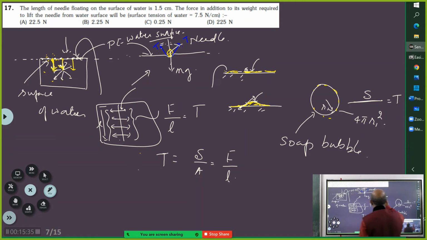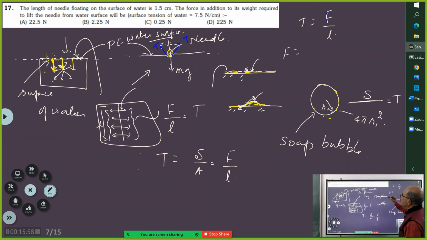So, as you know, in a needle, if you take a needle like this, there are surface tension forces all along the length. So the surface tension T is equal to F by L. Now here the total force must be equal to the weight of the body. What they have asked here is the force in addition required, you have to find this force. This force F that you are going to see here is the net force in the upward direction. So this will be equal to T into L.